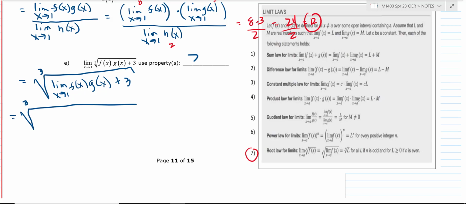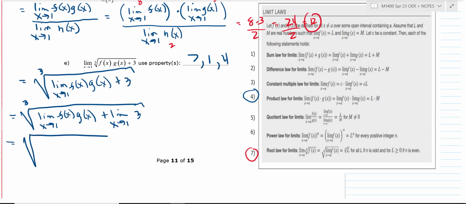I'm going to go ahead and do the sum law, which is rule number 1. And with rule number 1, you're going to break this up into the limit as x goes to 1 of f of x, g of x, plus, and then the other limit would be the limit as x goes to 1 of 3 like that. Okay, so that's how you break up sums. That is the sum law. You break the sum up into two different limits. Then you're going to look at the product law, which is number 4, and this product of f of x, g of x, you write like this.